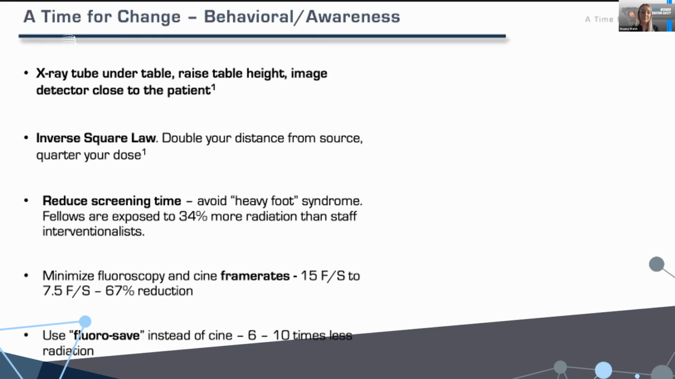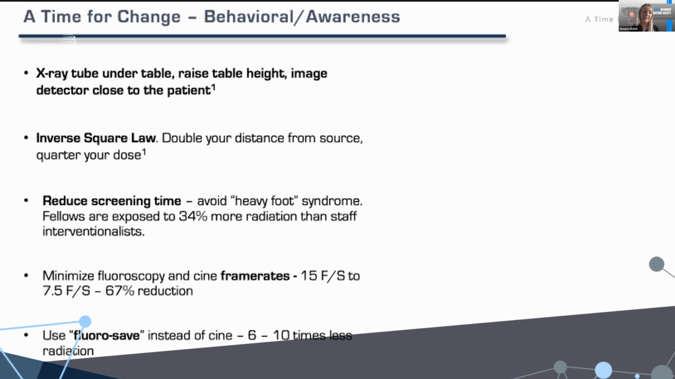Reducing screening time, so avoiding heavy foot syndrome. Fellows get the most radiation when they're in that fellowship year. They get 34% more radiation than other interventionalists. And this can cause huge problems down the road for them. So even though they're learning, just being mindful that if there's no clinical benefit of them X-raying, they really shouldn't have their foot on the pedal.